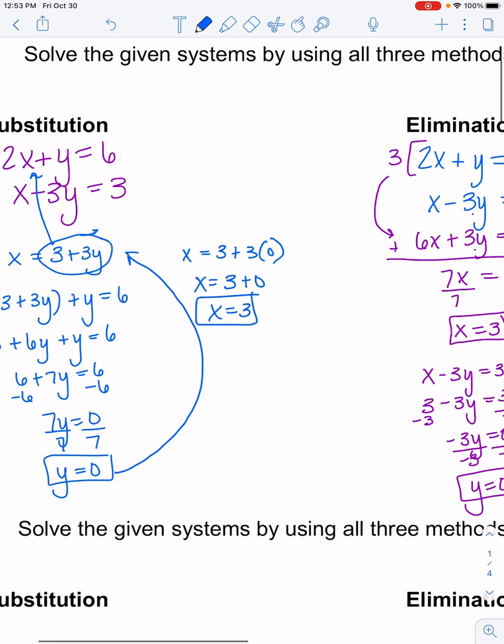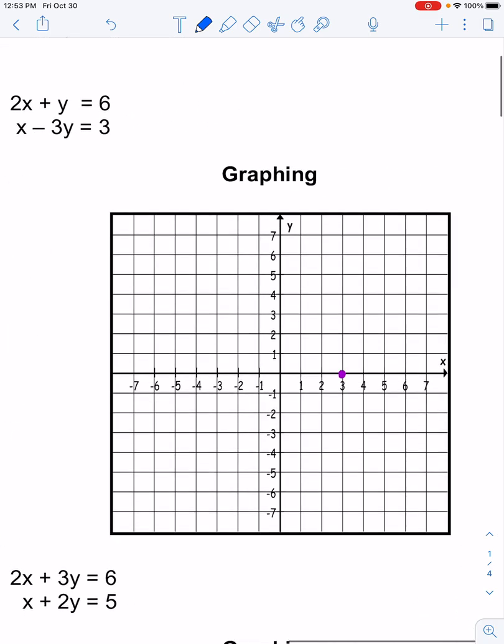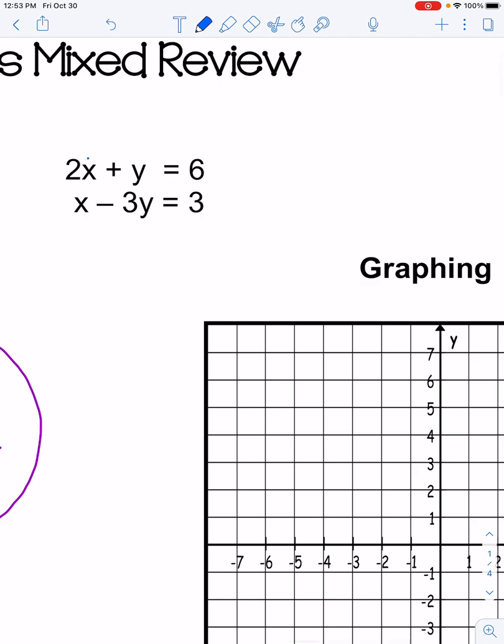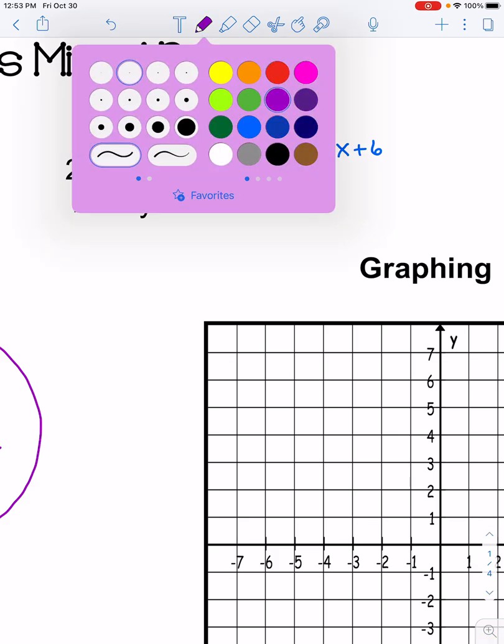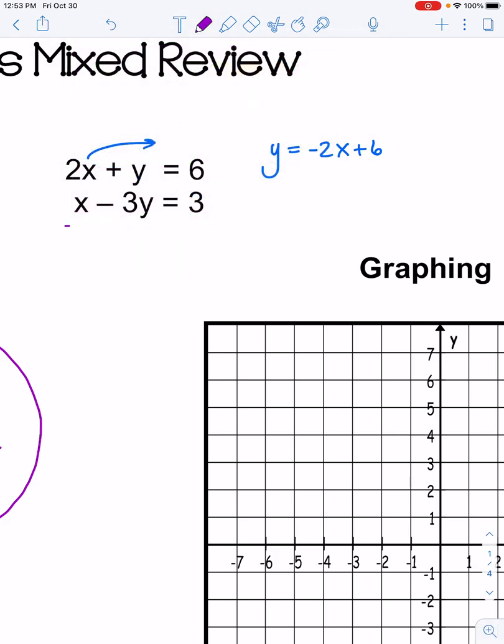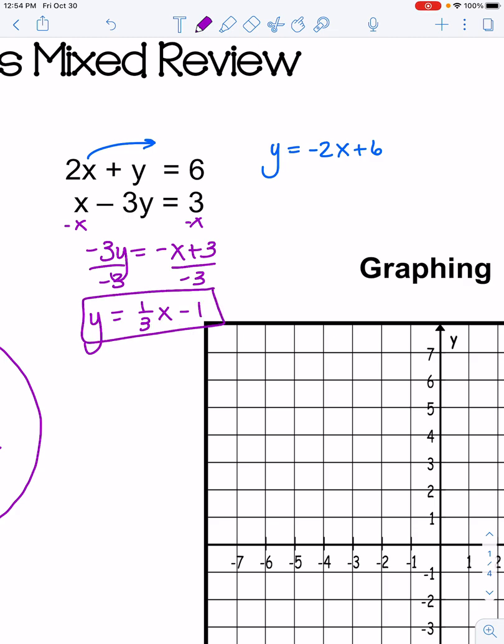Perfect, okay? Last method is to graph, so I'm going to use slope-intercept form. So for this top equation, I just need to move the 2x over. So y equals negative 2x plus 6. And then for the bottom equation, I have a little bit more work to do. I'm going to first subtract the x. And then divide by negative 3. Okay. So I've got my 2 equations here.